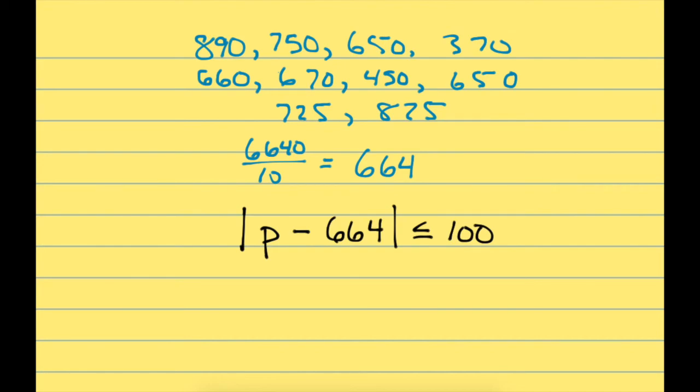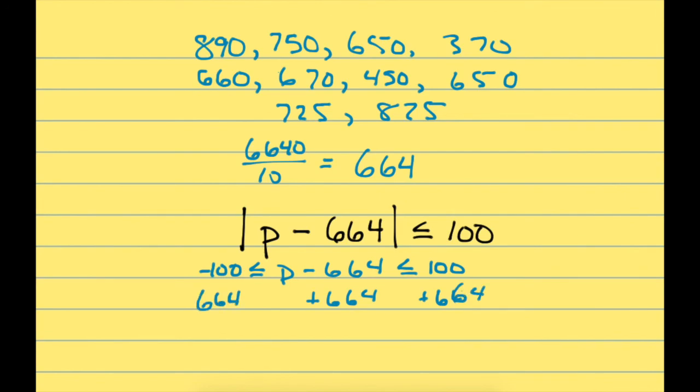So we solve this inequality the same way we solve the other ones. We split it into plus or minus, and the minus gets the switched sign. Then we add 664 to both sides, or to all three sides, and we get our solution that the price we're willing to pay is between 564 and 764.